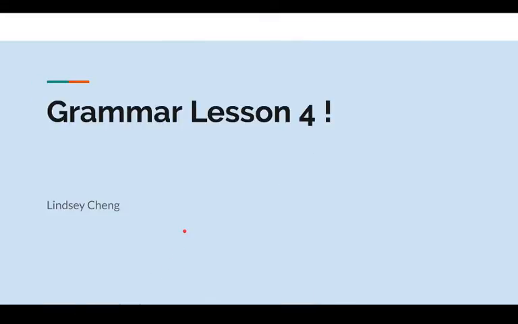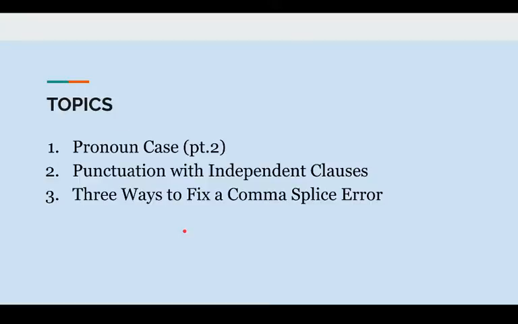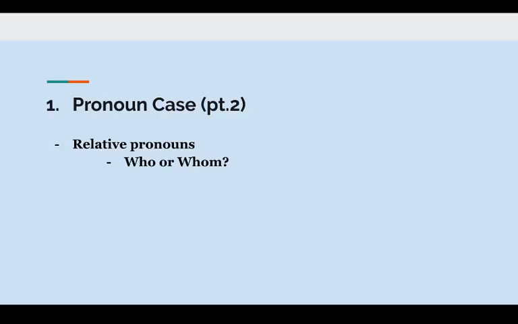So in today's lesson, we're going to be covering these 3 topics: pronoun case part 2, punctuation with independent clauses, and 3 ways to fix a comma splice error. So the pronoun case part 1 is actually in lesson number 3, so it might be a little confusing if you jump in now, so I recommend that you go watch part 1 of pronoun case in lesson 3 so you can better understand the second part.